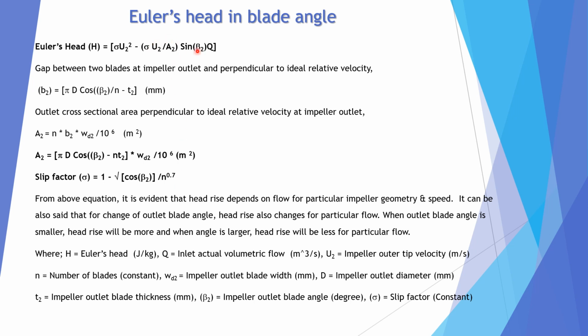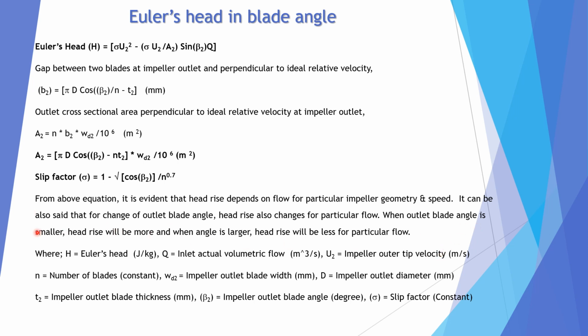So if you see this equation for a particular geometry, particular blade angle, H depends only on the flow, and it starts decreasing. So from the above expression, it is evident that the head rise, that is the Euler head rise, depends on flow for a particular impeller geometry and speed, because U2 contains both speed and diameter.